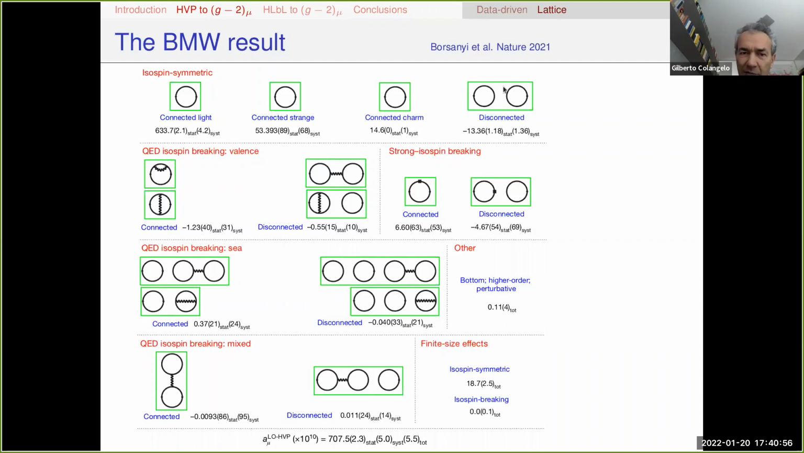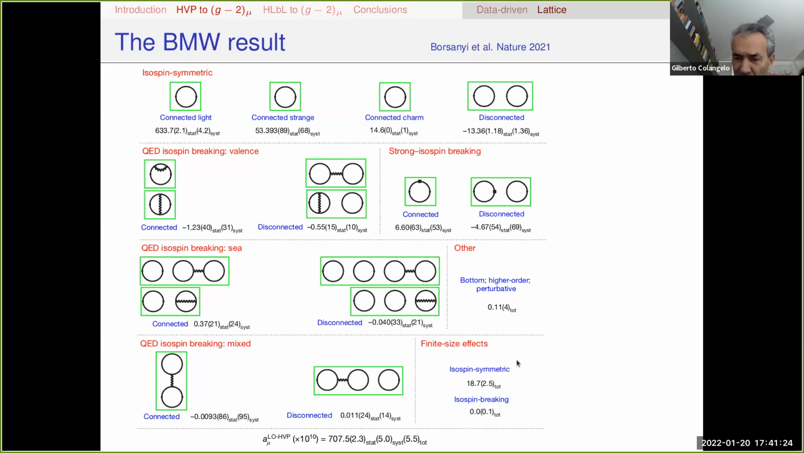This is all in the isospin limit. And then all the others are isospin breaking effects, either QED or strong. And if you look at the numbers here, you see that all these isospin breaking effects are small, but they are very expensive to calculate on the lattice. So this is where all the work, or much of the work, went into.